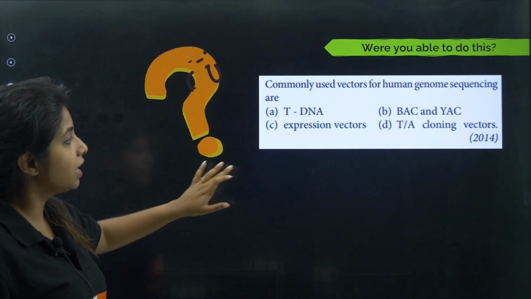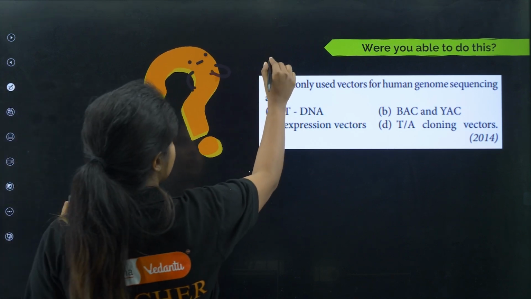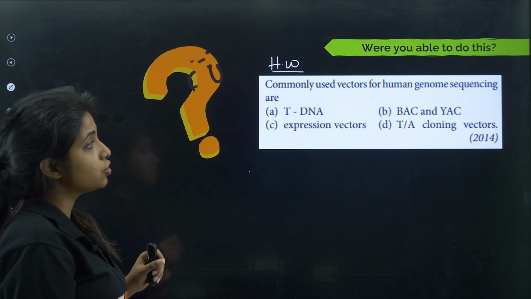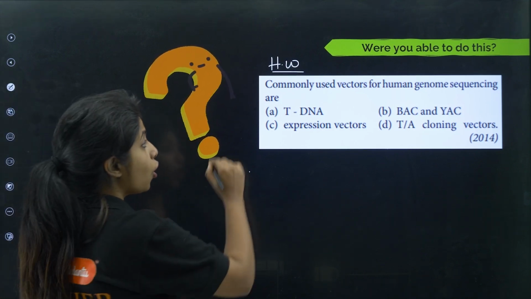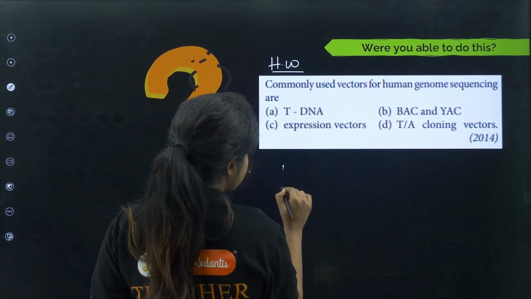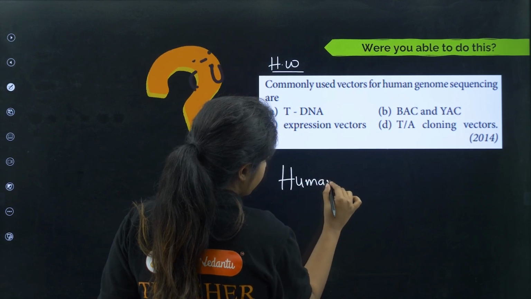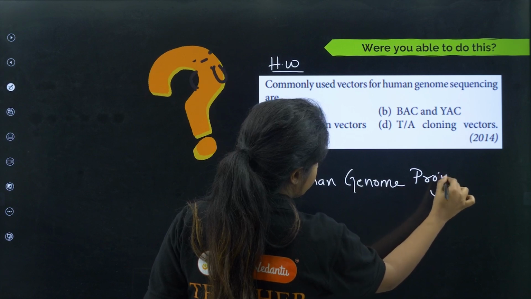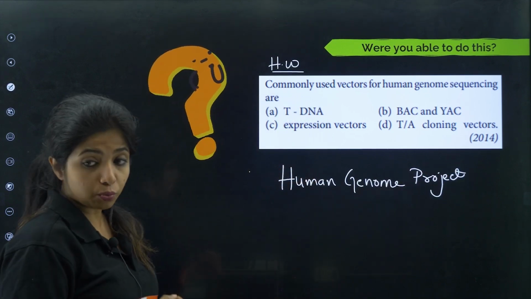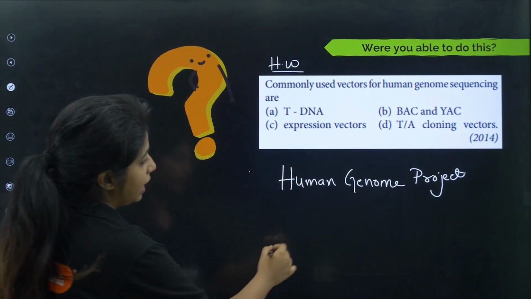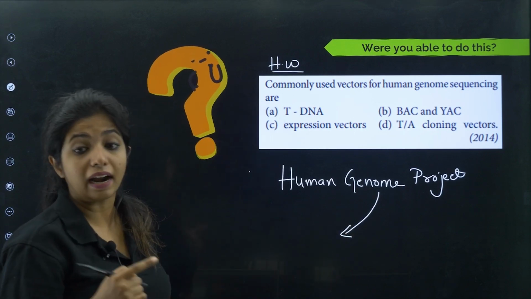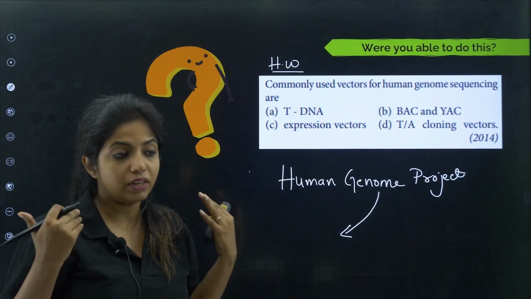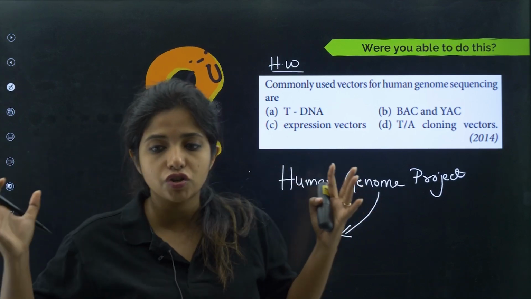Now going ahead, the homework that I gave you, let's see who all got it correct. Commonly used vectors for human genome sequencing are what? We studied that in the case of the Human Genome Project, where it was said that we need a vector that can accommodate a larger gene of interest.